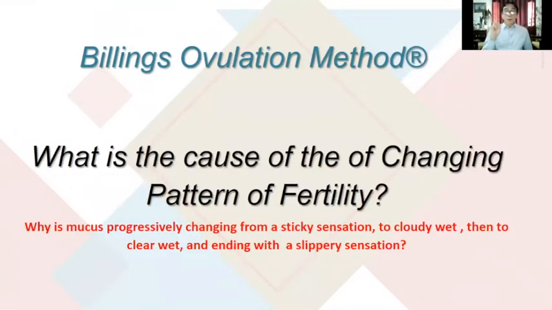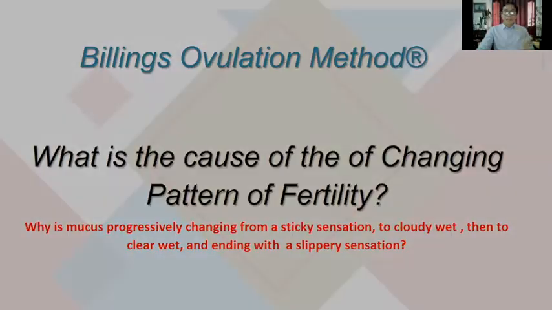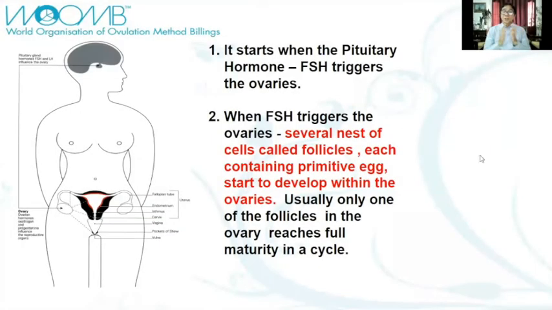Now, this is the most important question. What is the cause of the changing pattern of fertility? Why is mucus progressively changing from a sticky sensation to cloudy wet to clear wet and ending with a slippery sensation? So we will answer this particular question in our succeeding slides. In order for us to understand why mucus is developing from a sticky sensation ending with a slippery sensation, please follow this sequence of events.